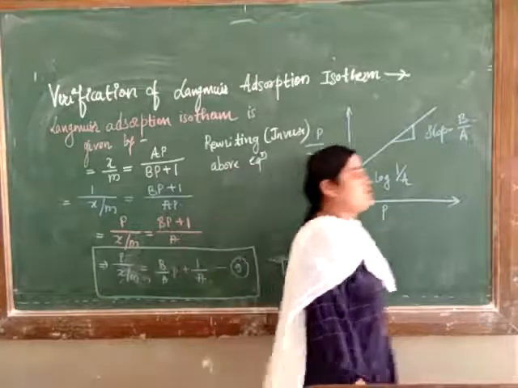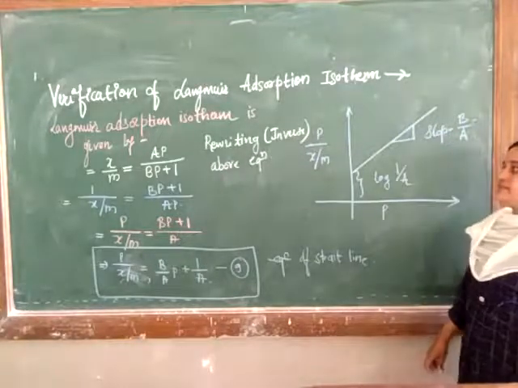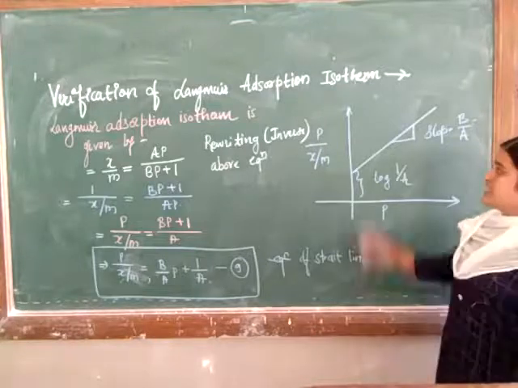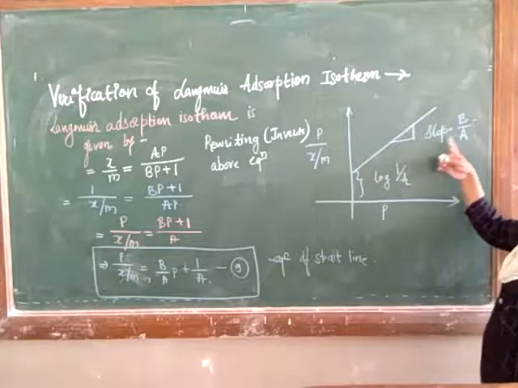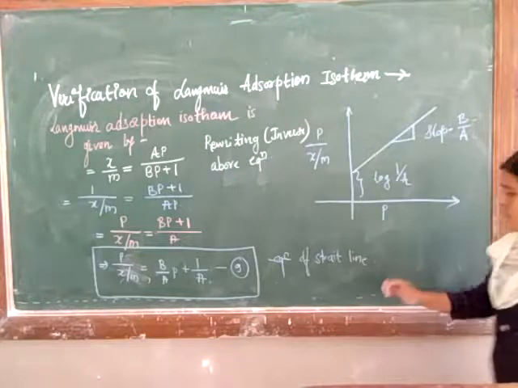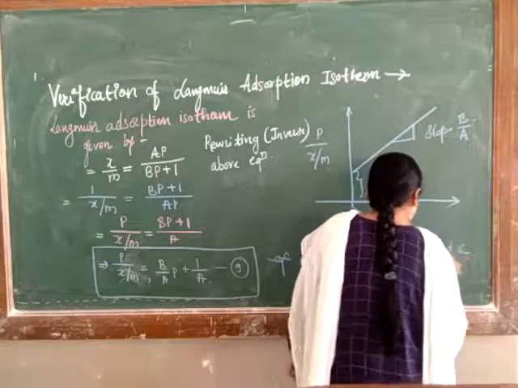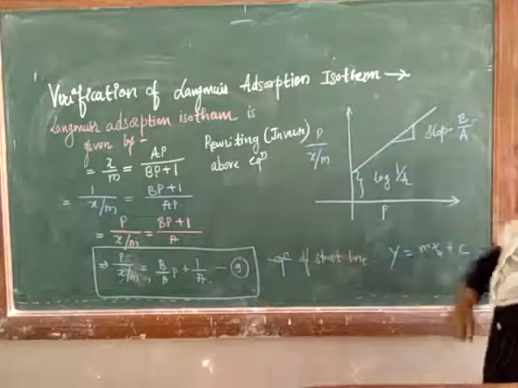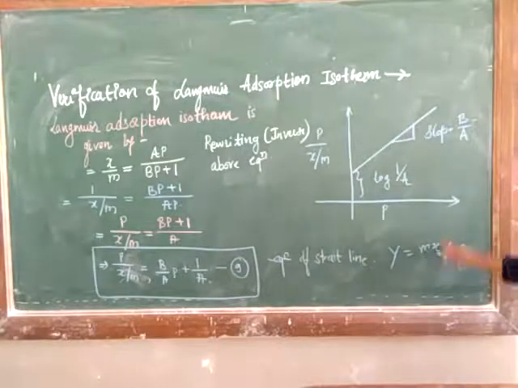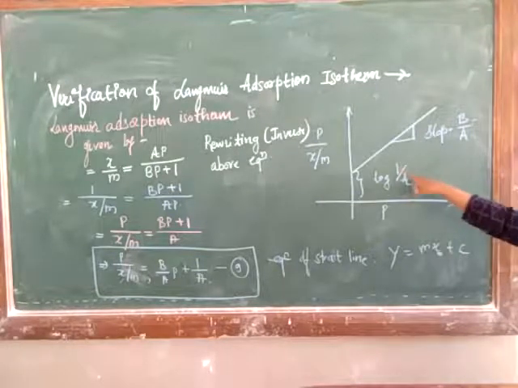Why are we supposed to see this as an equation of a straight line? y is equal to mx plus c, we already have the equation. In this case, the slope is b upon a. The equation is in the form y is equal to mx plus c, and x is our pressure p, with the slope b upon a, plus c, which is nothing but 1 upon a, which is log of a.